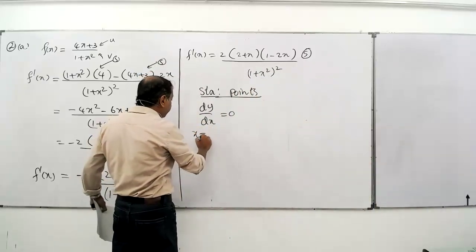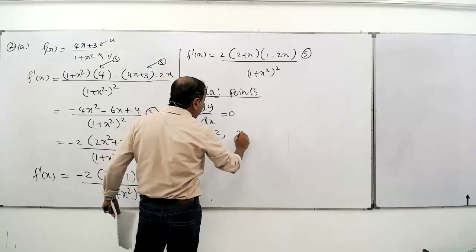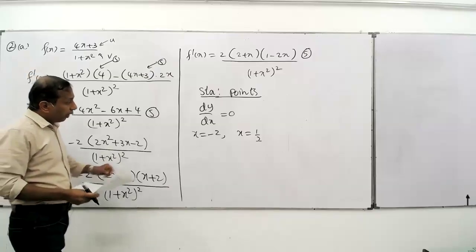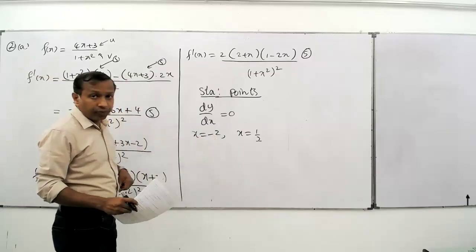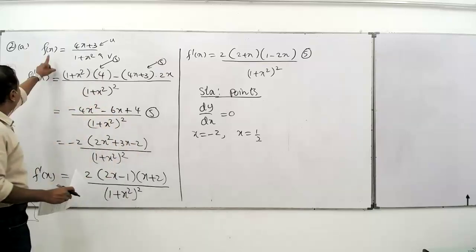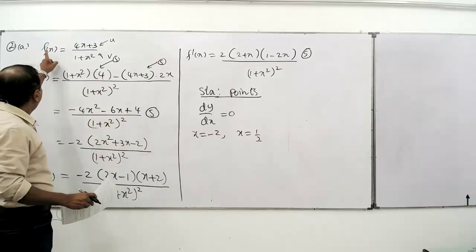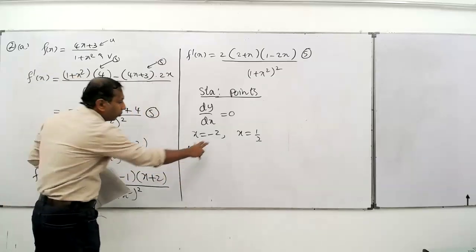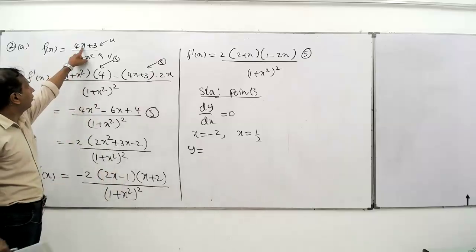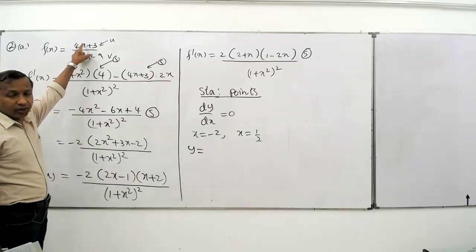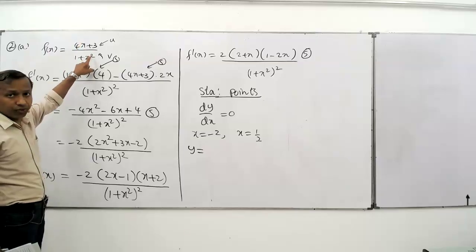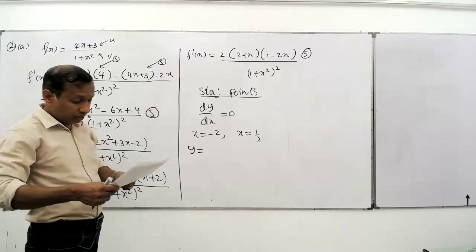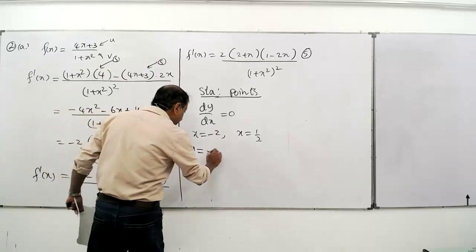Then x is minus 2 and x is half. And now for this x equals minus 2, we need the y coordinate. Put x as minus 2 and find y. That you can also do mentally. What is it? Minus 8 plus 3 is minus 5. Here, minus 2 squared is 4 plus 1 is 5. Minus 5 divided by plus 5 is minus 1. Understand? So therefore, y is minus 1.